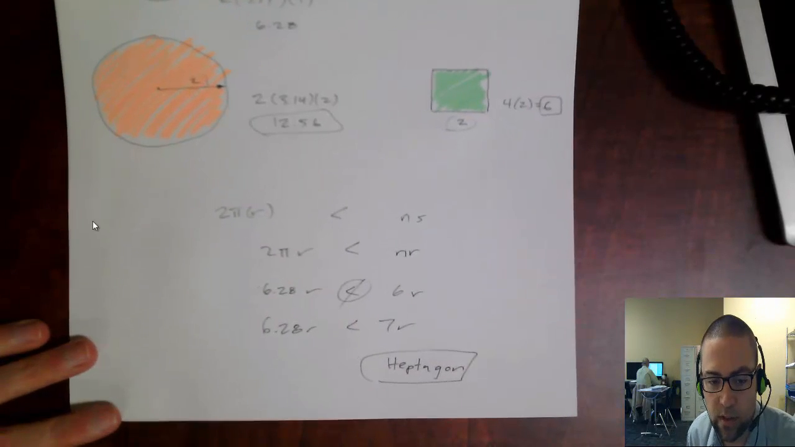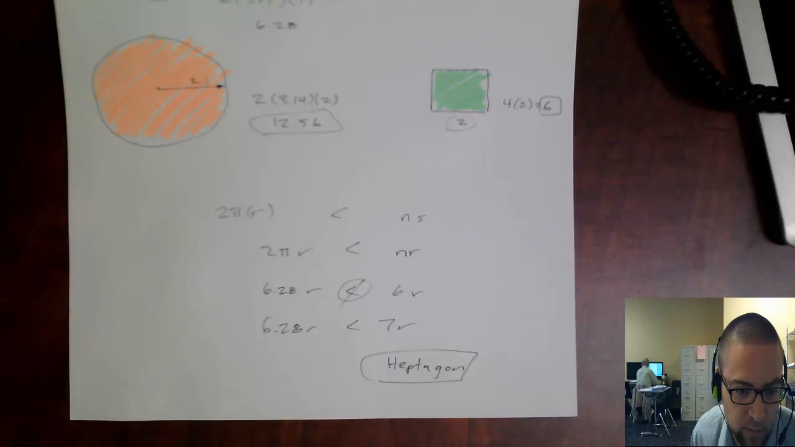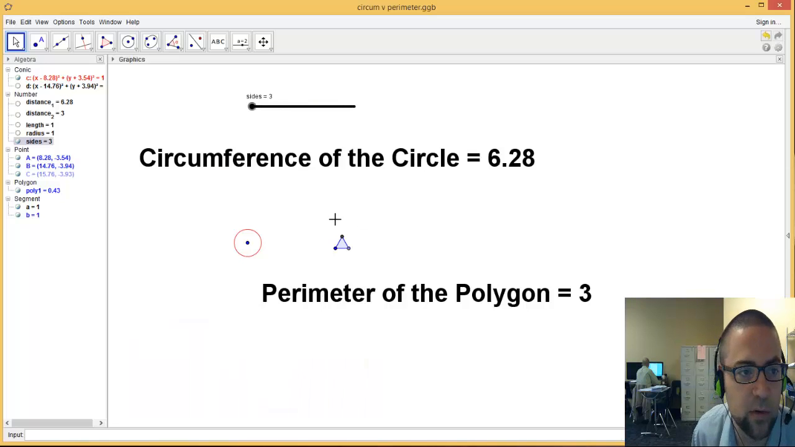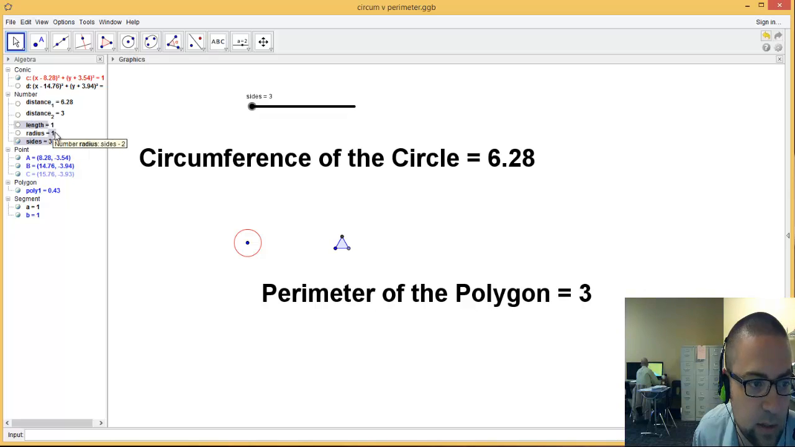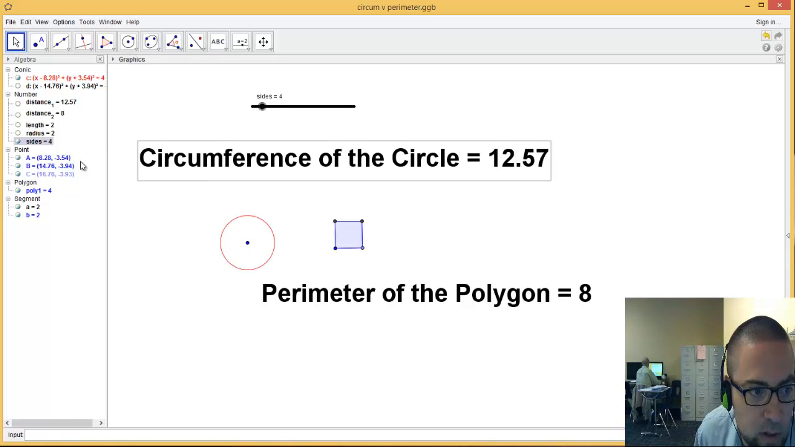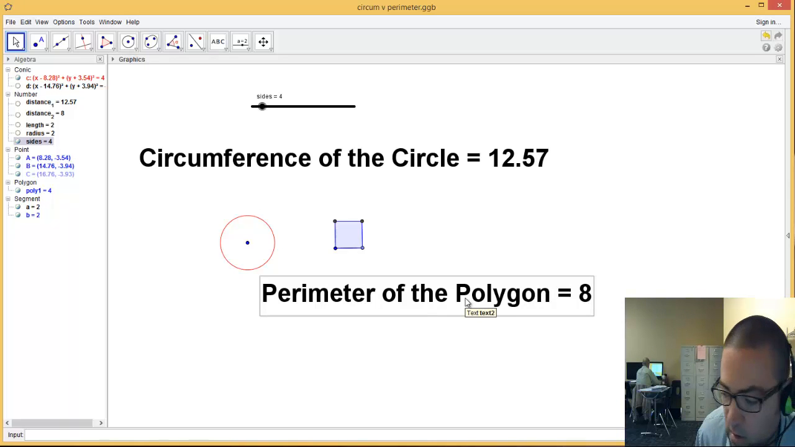So you want to see proof. You don't want to see my little equation, right? You want to see proof. Okay, so I made this GeoGebra model, and what it does is when I change the number of sides, it automatically increases. Right now it's at a radius of 1 and a side length of 1. So as I change it, there it goes to 4, and you can see the perimeter of the polygon.